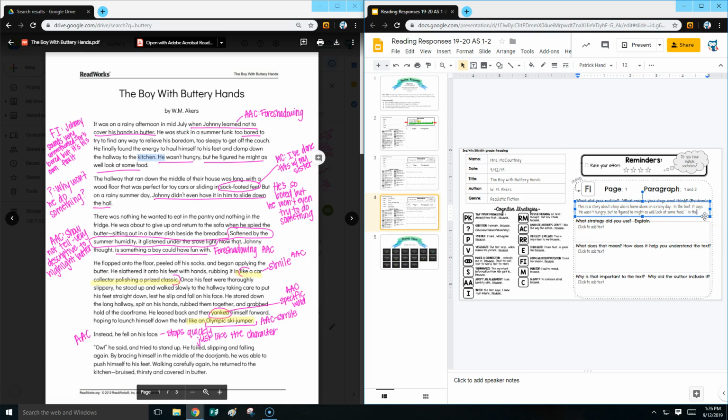And then I can say in the next paragraph, it also says, and then I'm going to add this quote. Johnny didn't even have it in him to slide down the hall. Because I feel like both of those two sentences are forming the same interpretation for me, that he's bored, but he's so bored that he won't even do anything, and it's really his own fault. He has some ideas, but he's not even using them to make himself feel better.